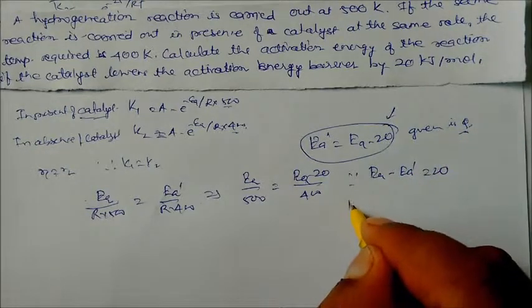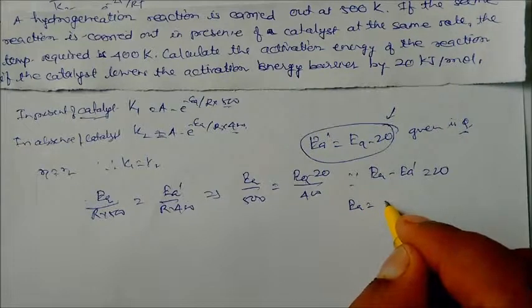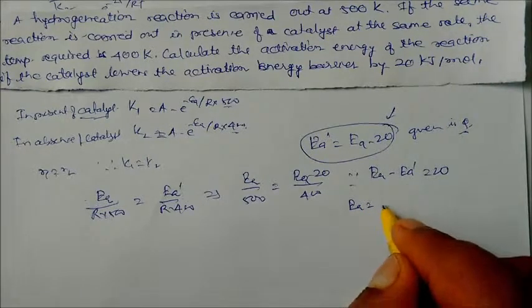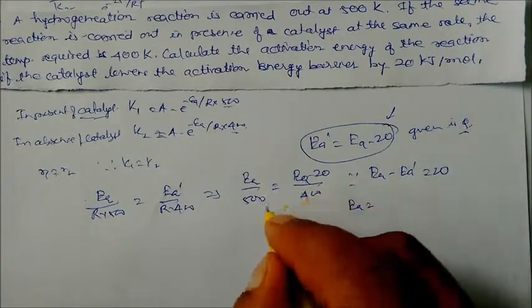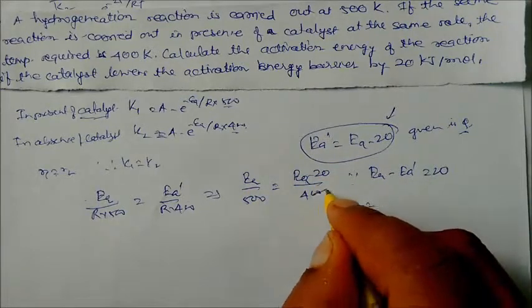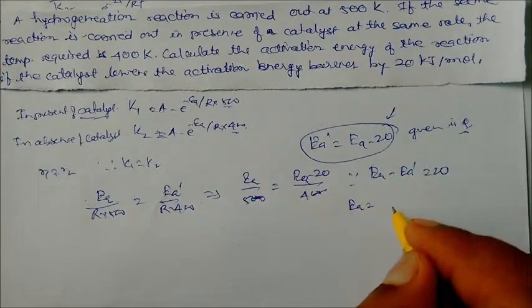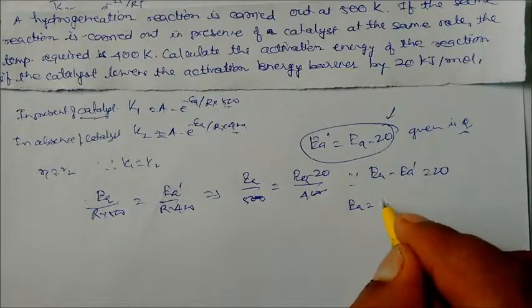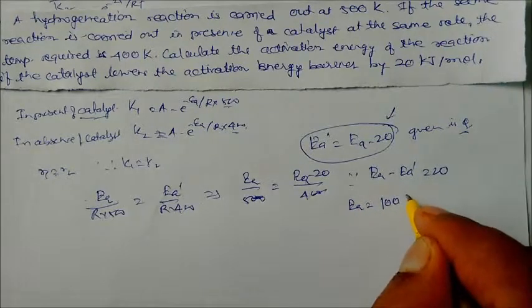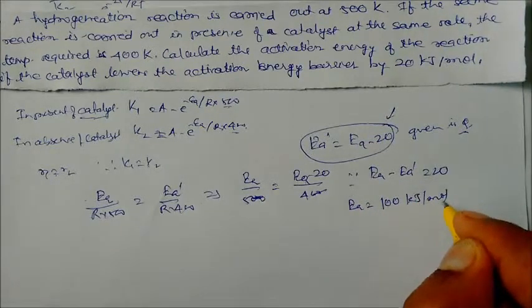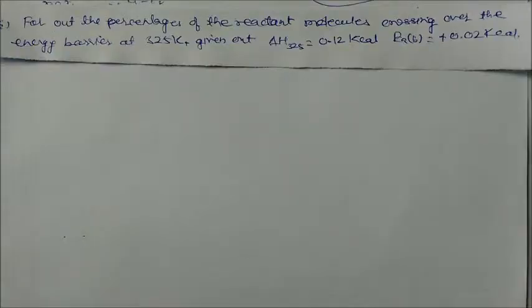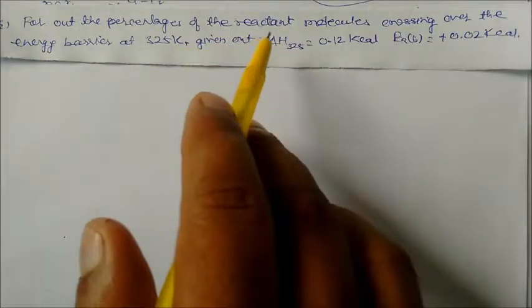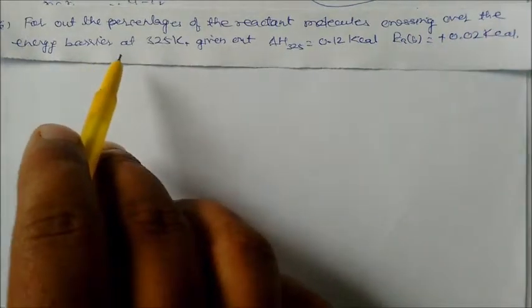So EA is equal to how much? On solving this, you will get the answer. This cancels, and EA is equal to 20 times the ratio, so this is equal to 100 kilojoule per mole. Next question: find out the percentage of the reactant molecules crossing over the energy barrier at 325 Kelvin.